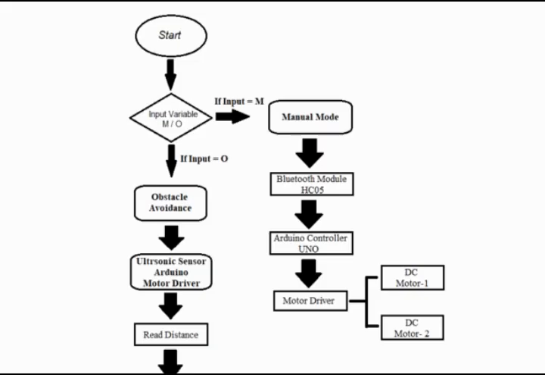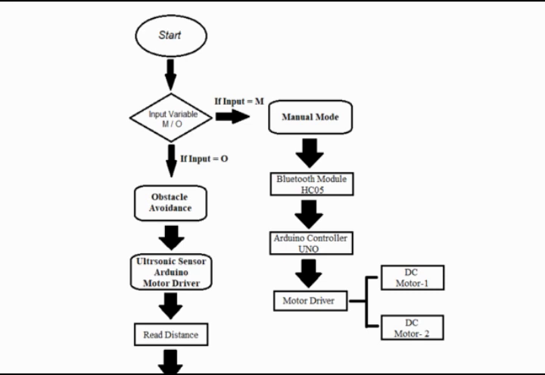So we have two input variables, M or O. M is for a manual mode and O is for an obstacle avoidance mode. And when you select the input mode M, then the Bluetooth module which we have used will send a request to Arduino controller, and Arduino will further transfer that request to the motor driver. And if we talk about the obstacle avoidance mode, if you select that, then a request will be sent to the ultrasonic sensor, which further sends a request to Arduino, and Arduino will forward that request to motor driver.